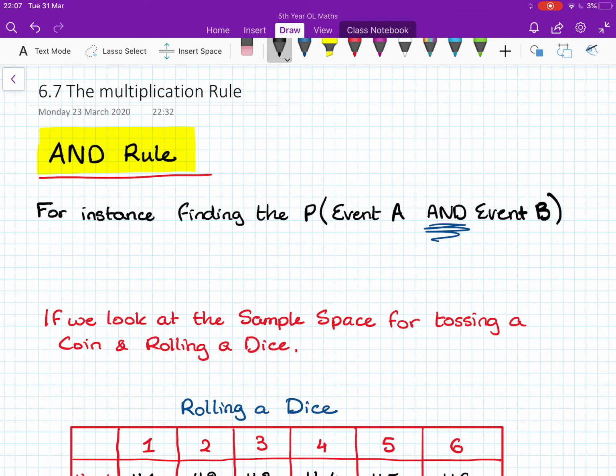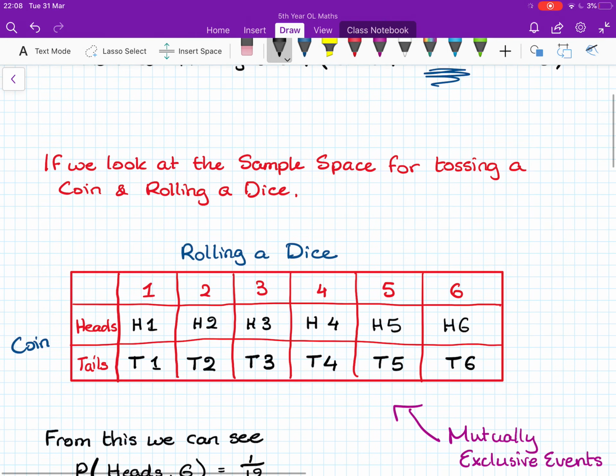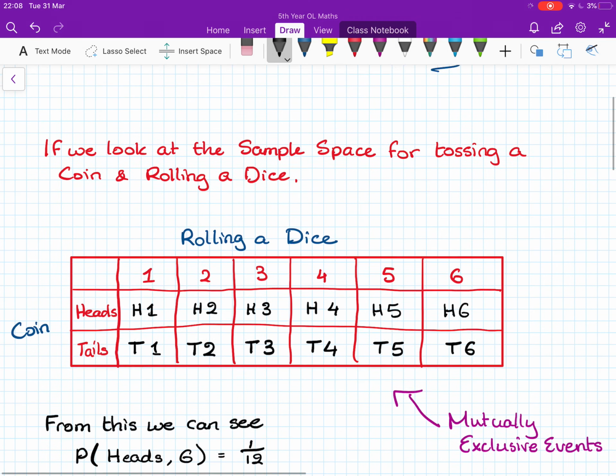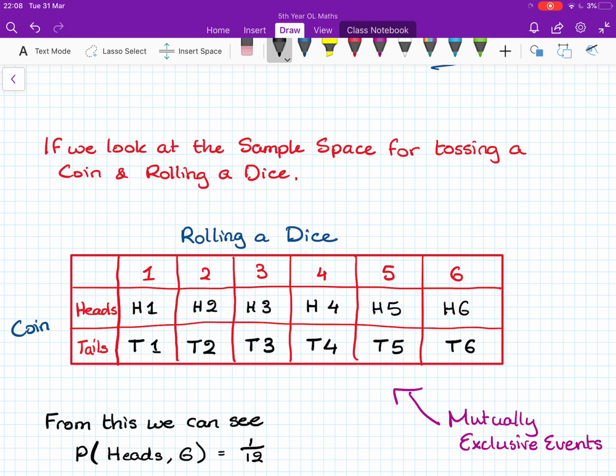The multiplication rule, or the AND rule, is one of the major parts of probability and tends to come up in relation to the probability of one event happening and the probability of another event happening at the same time. So one of the instances we look at this would be when we have two mutually exclusive events, such as rolling a dice or tossing a coin, like we would have done in previous sections.